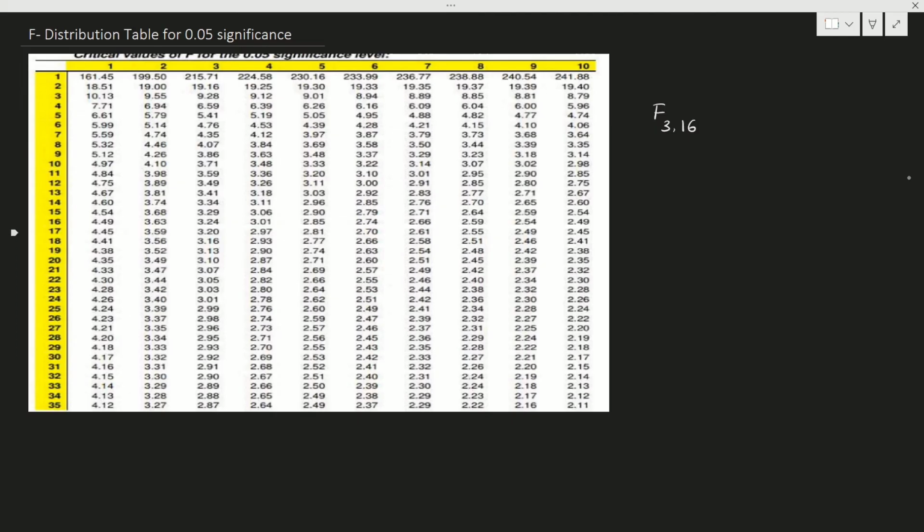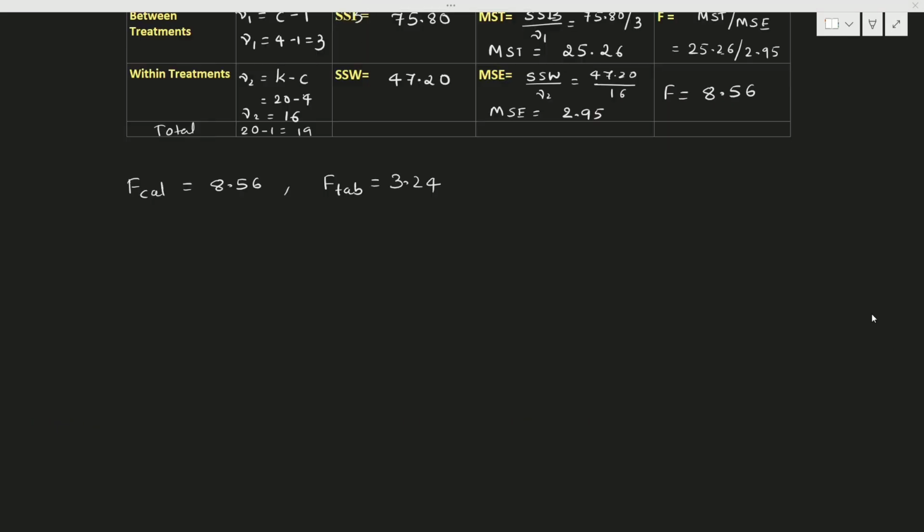Horizontally along 3, here it is 3. Then vertically we move to 16. Here it is 16. Okay. Then this is our value, 3.24. So this is 3.24 here. Okay. So now from the table we have got the F tabulated value as 3.24. Okay. This value is for 5% significance.